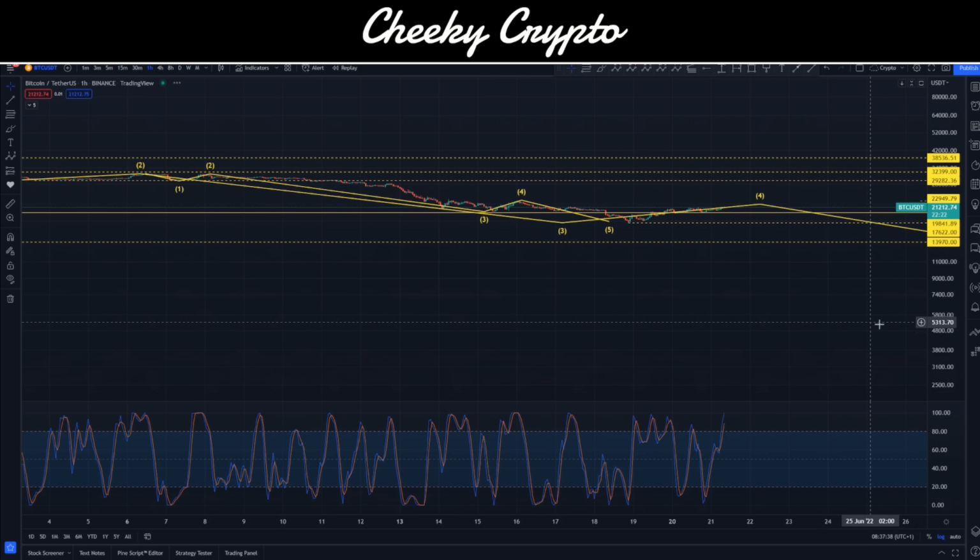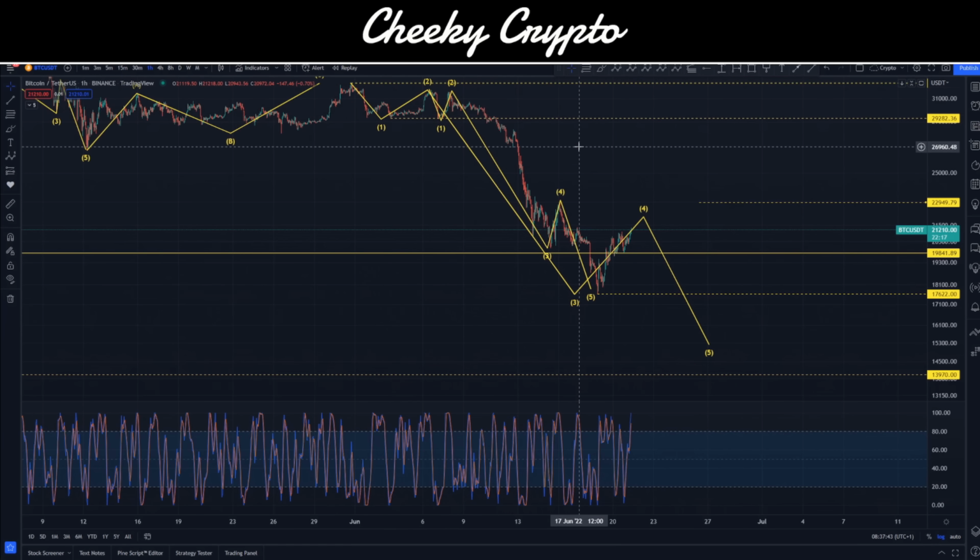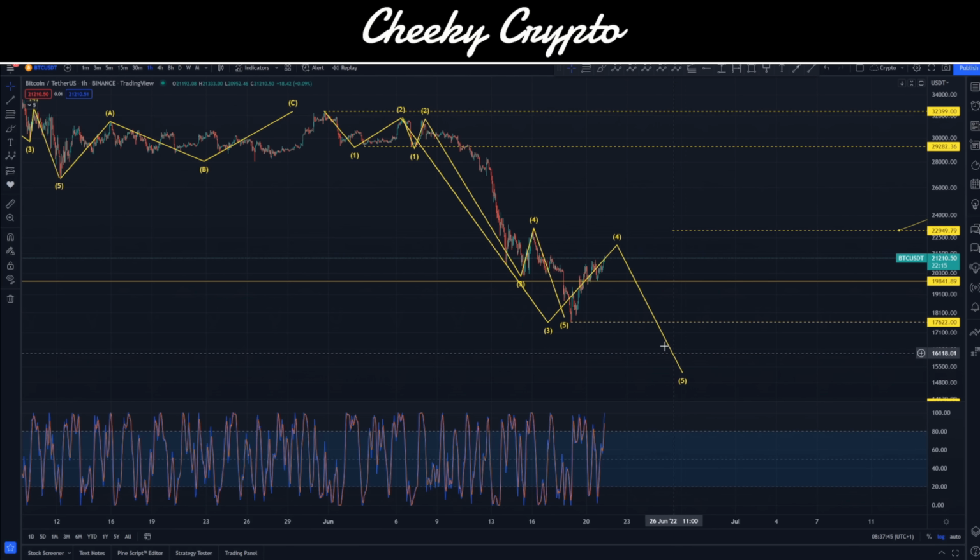So let's jump back down into our hourly chart, right? And we obviously have this move to the downside, so we are expecting that little bit of a move a little bit higher, and then obviously that complete collapse down. That's still very much valid.